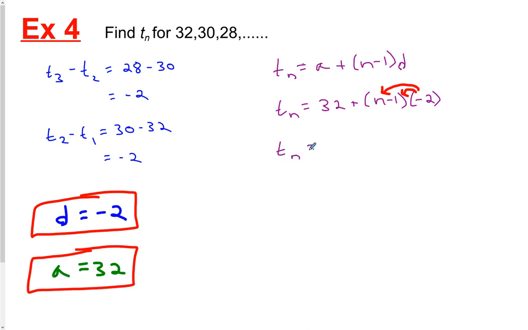So let's multiply through the brackets. What will we end up with? Negative 2 times n. Oh, I shouldn't have put a plus there, because that's actually going to be a negative number. A negative times a positive is going to give us a negative, of course. So I'm going to go minus 2 times n. And then I've got negative 2 times negative 1. Negative times a negative gives us a positive. So that's going to be plus 2. Let's collect our like terms. 32 plus 2 is going to be 34 minus 2 times n.